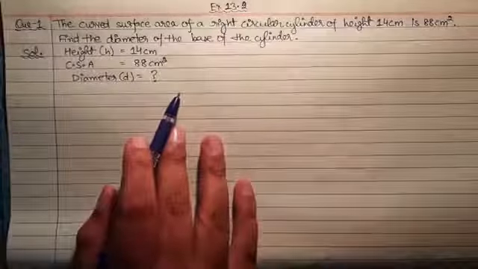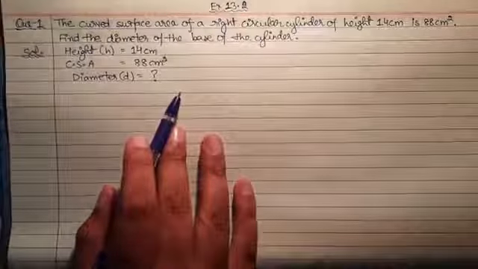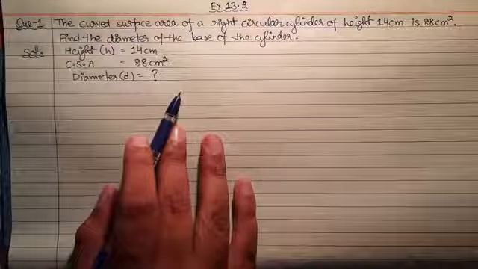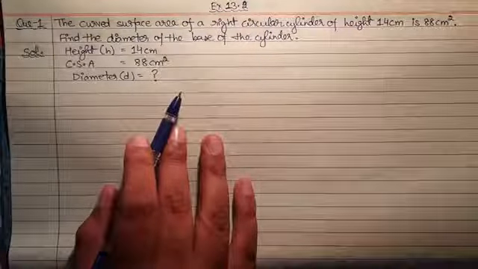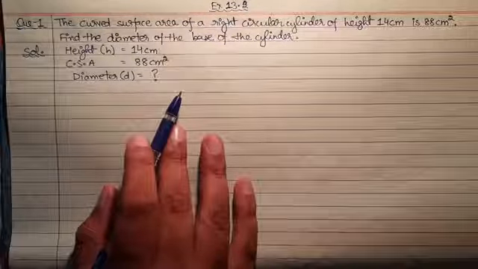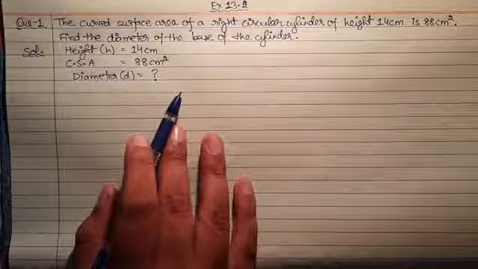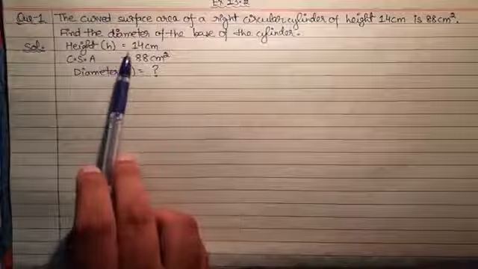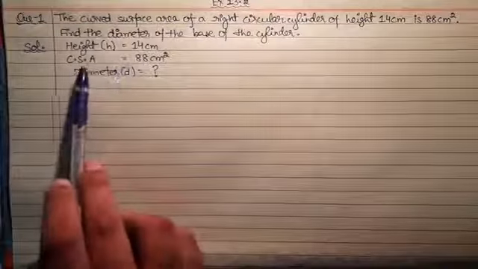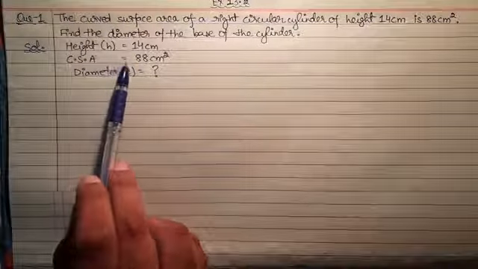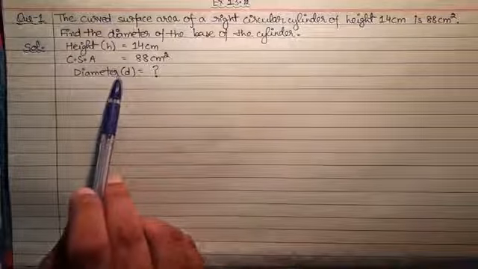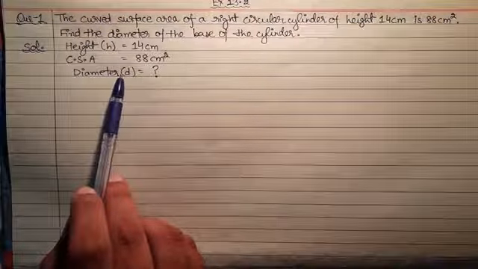Exercise 13.2, question number 1. The curved surface area of a right circular cylinder of height 14 cm is 88 cm square. Find the diameter of the base of the cylinder. Height is given 14 cm. Curved surface area is 88 cm square. We have to find the diameter of the right circular cylinder.